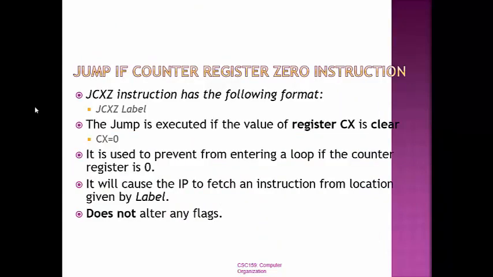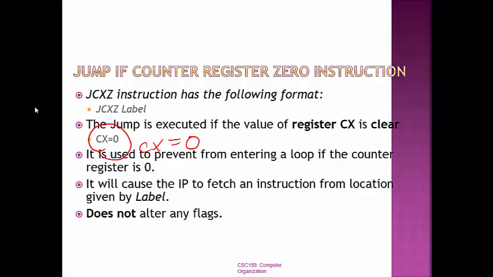Okay, the last instruction in the jump instructions is JCXZ, jump if counter register is 0. JCXZ will execute the jump if the value of register CX equals 0. For this instruction, kita tak tengok flag tapi kita tengok on the CX register. So CX register equal to 0, then dia akan jump to the instruction.